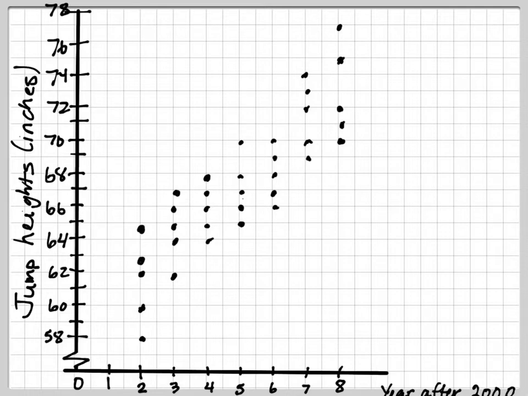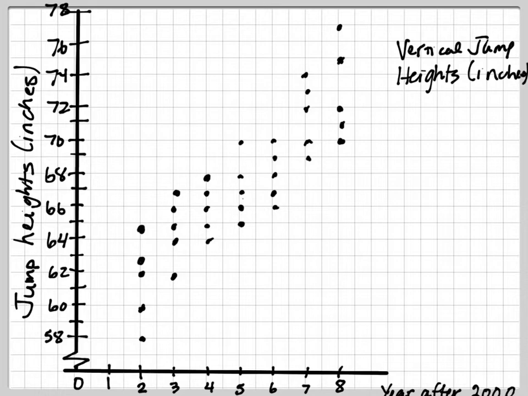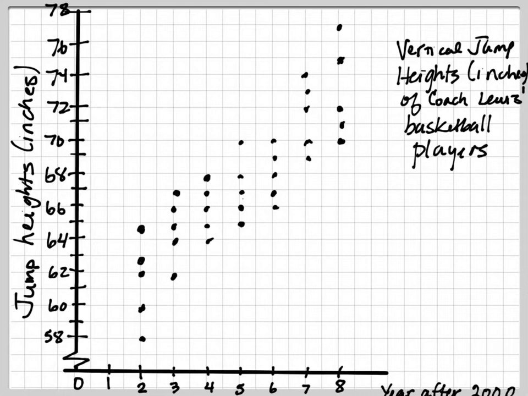All right, the last thing we need on this one is to do a title. These are vertical jump heights in inches of Coach Lewis's basketball players. Any questions on scatter plot?